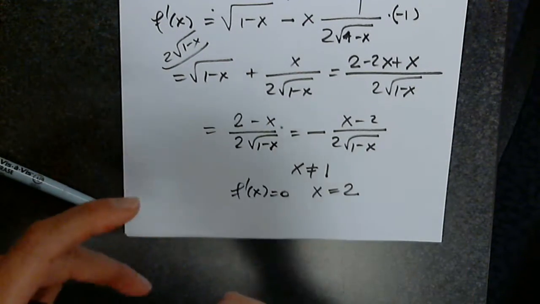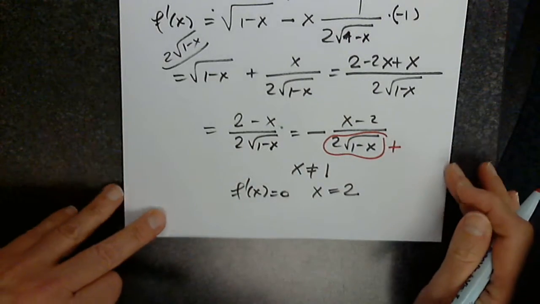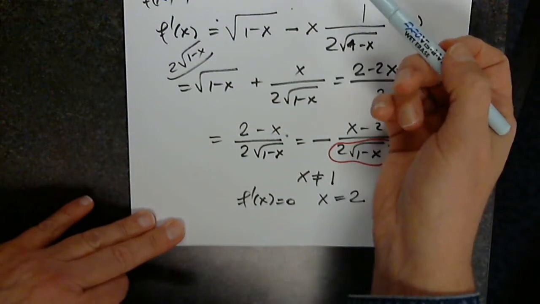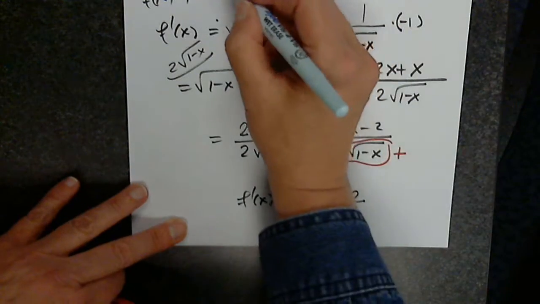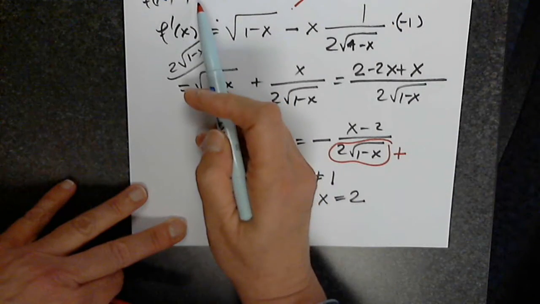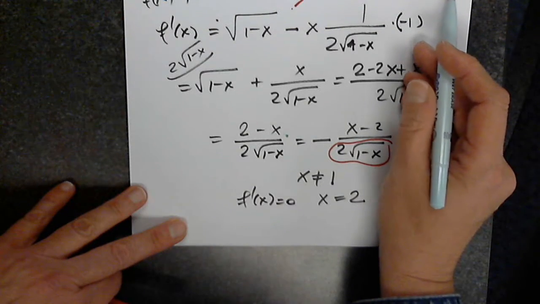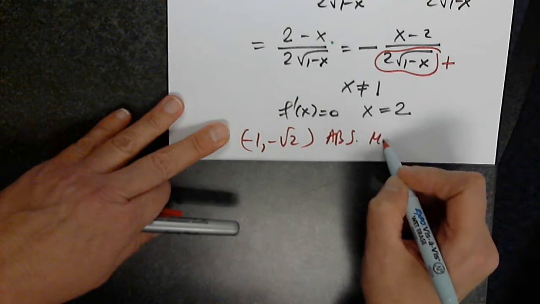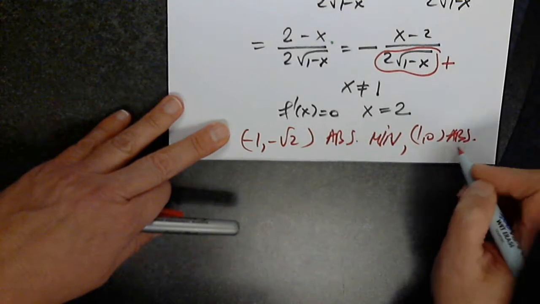So now I have to study the sign of this. And I know that this is always positive. And I know that this will be 0 at x equals 2. So to the left-hand side, I'll plug in 0. When I plug in 0, it's positive. So the only thing is, this is an absolute minimum, and this is an absolute maximum. So negative 1 comma negative the square root of 2, absolute min, and 1 comma 0, absolute max.